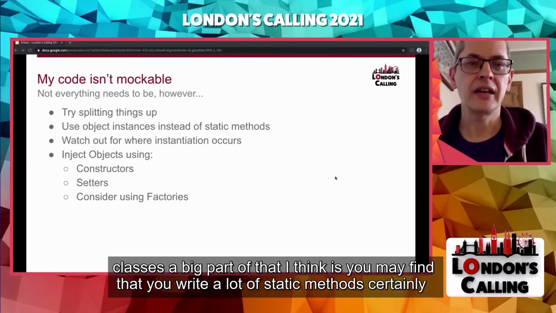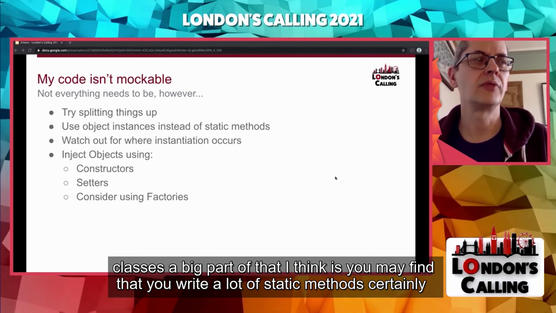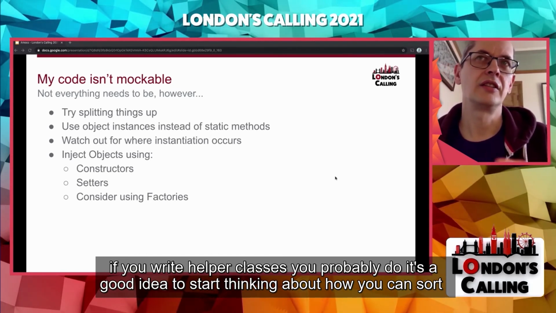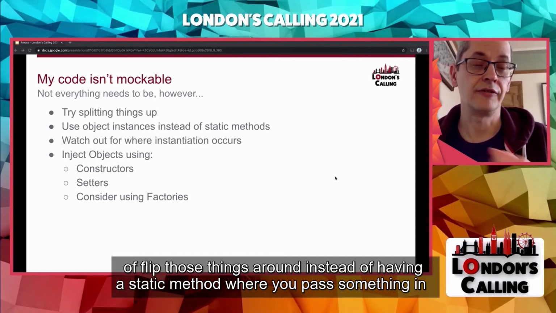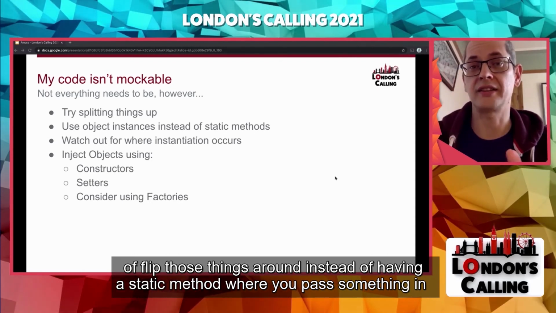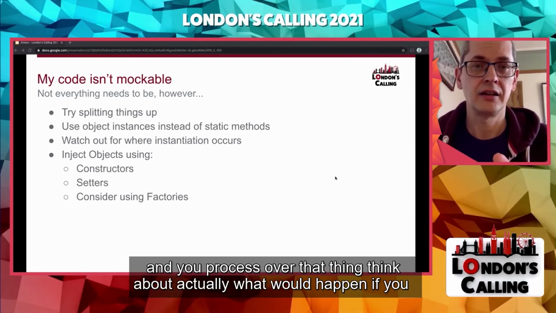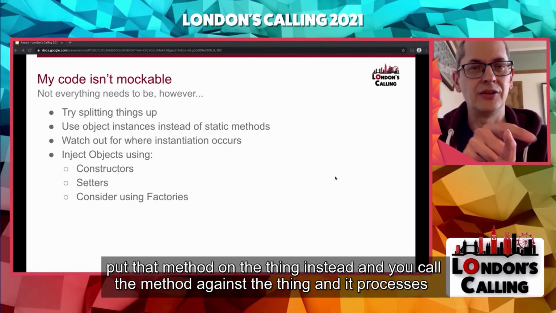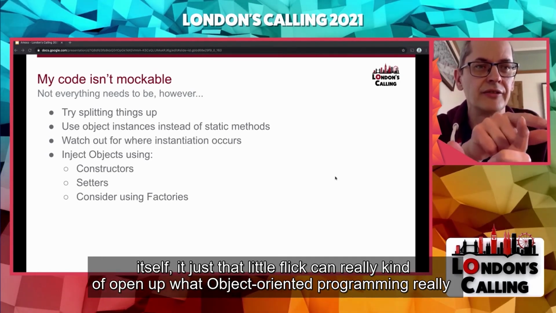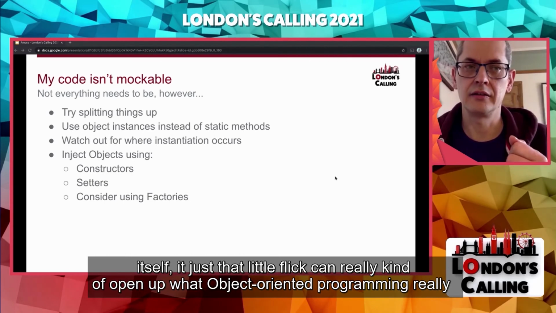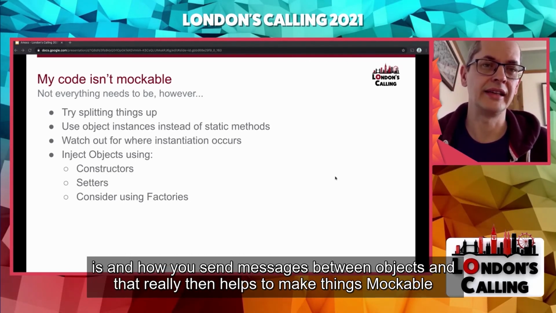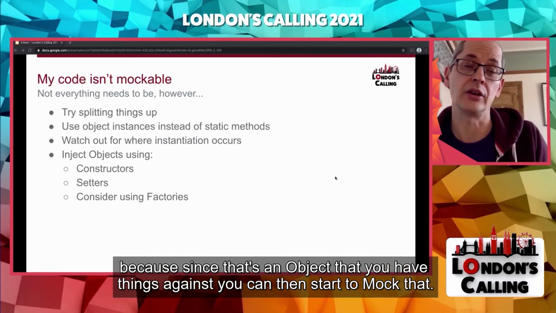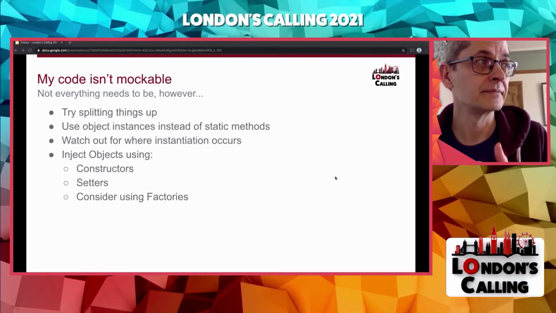A big part of that, I think, is you may find that you write a lot of static methods. Certainly if you write helper classes, you probably do. It's a good idea to start thinking about how you can flip those things around. Instead of having a static method where you pass something in and you process over that thing, think about what would happen if you put that method on the thing instead, and you call the method against the thing and it processes itself. Just that little flick can really open up what object-oriented programming really is and how you send messages between objects. And that really then helps to make things mockable, because as soon as that's an object that you have things against, you can then start to mock that.